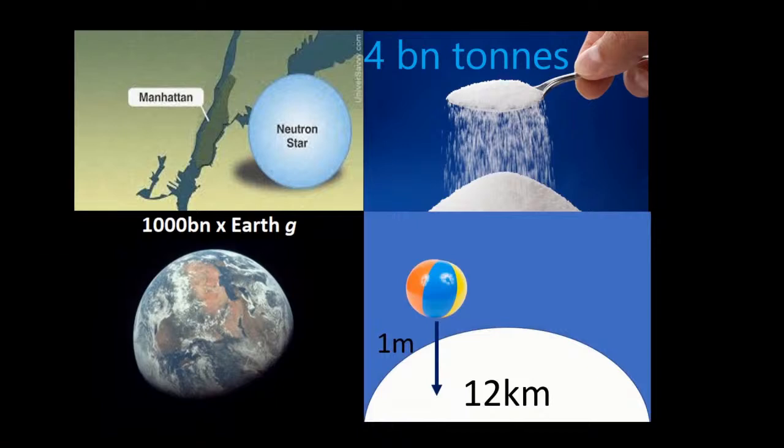The incredible gravity also means that if you were to drop a ball from a height of 1 metre onto the surface of an average 12-kilometre diameter neutron star, by the time the ball hits the surface, it will be travelling at 1.4 million metres per second, or 3.1 million miles per hour.